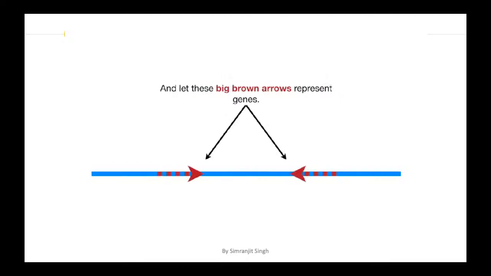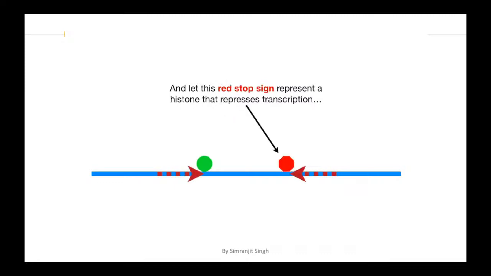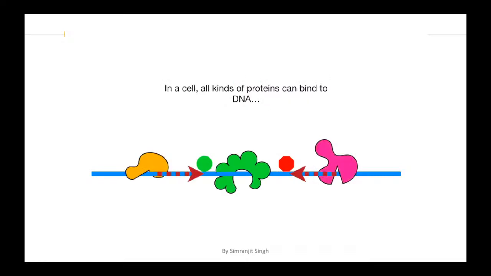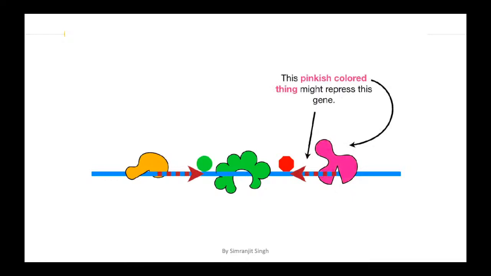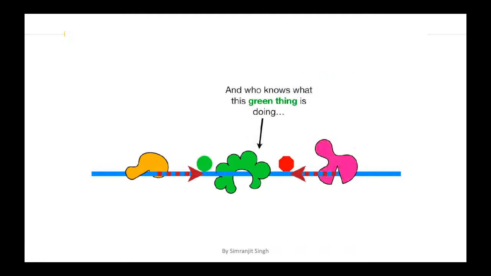And let these big brown arrows represent genes. And let this green circle represent a histone that allows transcription. And let this red stop sign represent a histone that represses transcription. In a cell, all kinds of proteins can bind to DNA. This mustard-colored thing might promote transcription of this gene. And this pinkish-colored thing might repress this gene. And who knows what this green thing is doing? We can use ChIP-seq to find out.